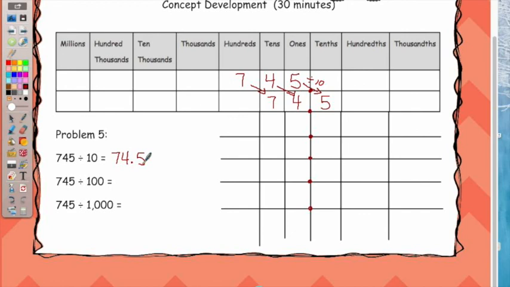Beverly, you want to try and say that number? How do you think we're going to say that number? What's this part of it? 74 and 5/10. Very good. Everybody say it. 74 and 5/10. Start with 745 again. This time we're dividing by what? 100. 2 zeros in 100. How many place values over do I move? 2.